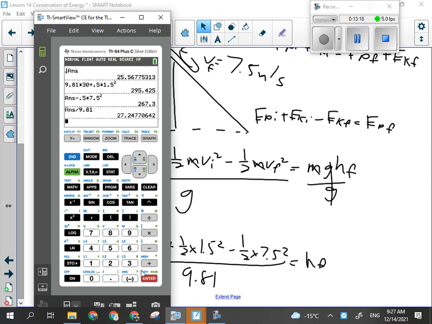So this person only came down 2.76 meters. We're looking at 27.2 meters still above the bottom. We started at 30, so they've only gone 3 meters down, which is why they're also not moving very fast yet. They're only moving at 7.5 meters per second.